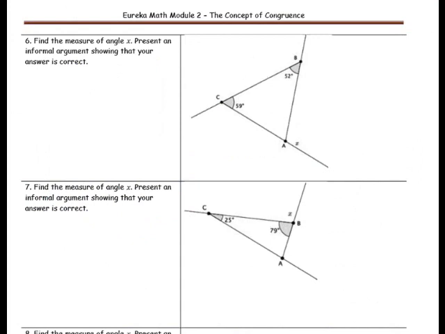Number 6, find the measure of angle x, present an informal argument showing that your answer is correct. So on this diagram, we have an exterior angle, and we are given the measure of the remote interior angles. So I want you to solve this problem and present your informal argument. Pause the video, solve the problem, write out your informal argument, and then check your work.